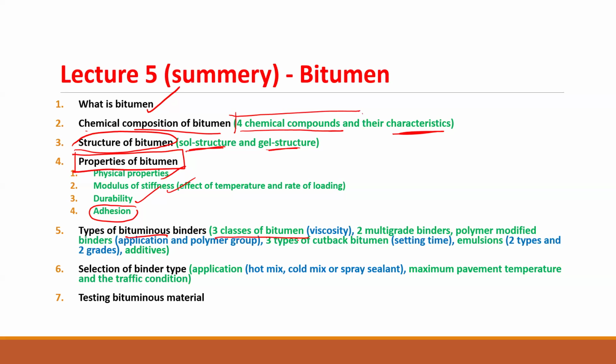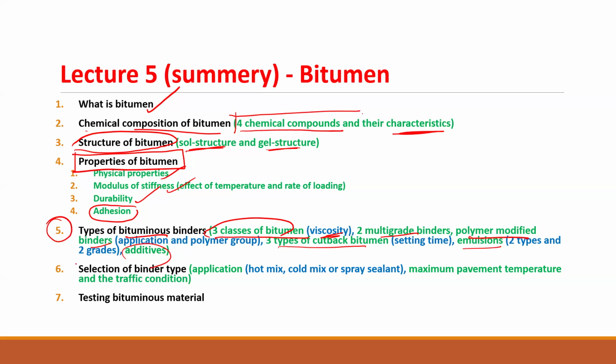Do you remember the 3 types? No? Okay, so we are going to talk about that. And also, depending on the viscosity, we divide them into 3 types. We can mix these conventional types and have multigrade binders with improved properties. And we have polymer modified binders where we add a polymer to improve properties. And also there are cutback bitumens, emulsions, and additives that we can add to bitumen to improve properties. So you have discussed all these in your lecture.